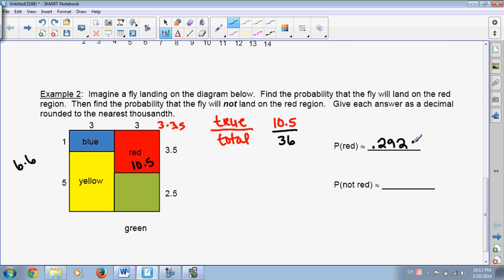Okay, if you wanted to convert this to a percent, if that makes more sense to you, 29.2%, because you just moved the decimal to the right twice.